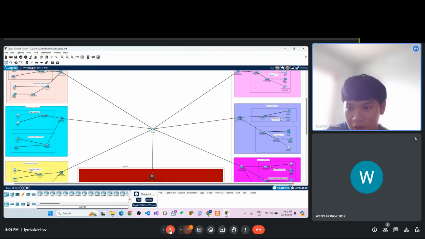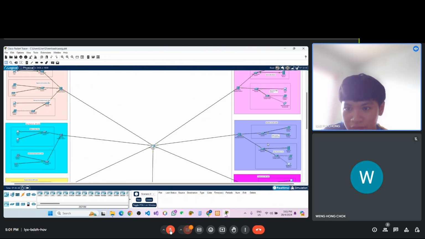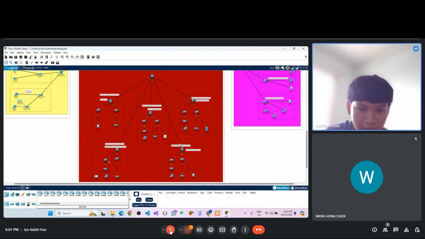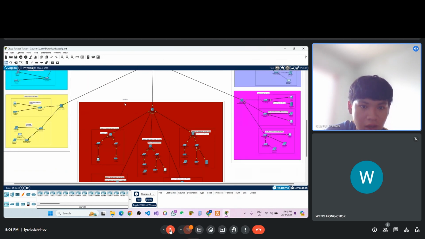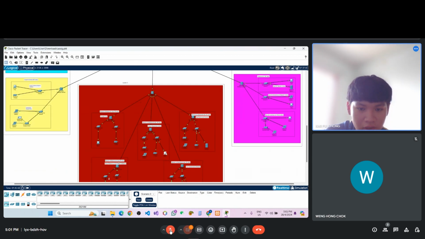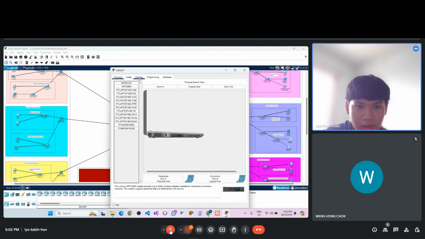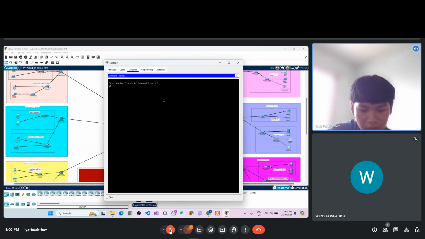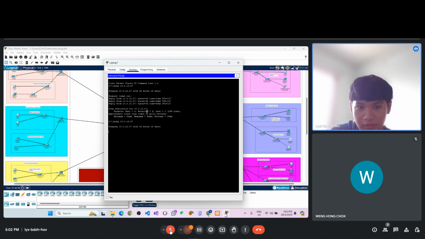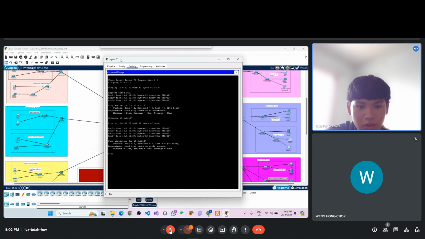Next, we use laptop 7, which is located in location B, to ping PC12 located in location C. So we need the PC12 IP address, and we click laptop 7, desktop, command prompt, and we ping. Try again. So it shows a successful ping from laptop 7 to PC12.